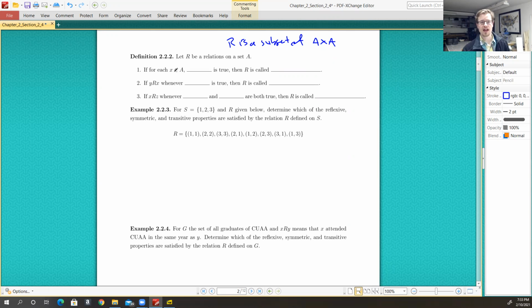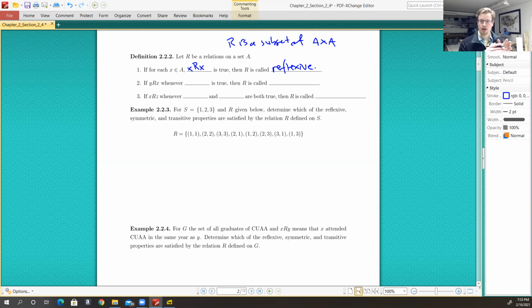If for each x in A, we have that x is related to itself. So every element that we can find in A, pull it out and say, is it related to itself? Yes or no? If yes, then R is called reflexive. That's our first property, the reflexive property.